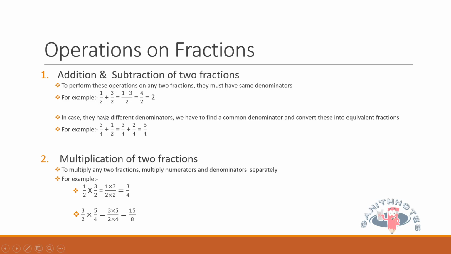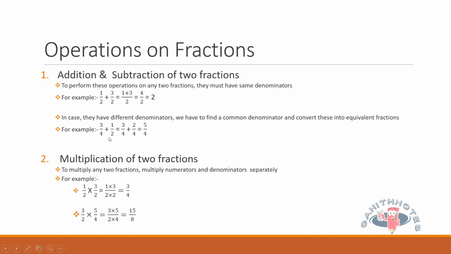In case the fractions which are required to be added or subtracted have different denominators, then you have to find a common denominator, and you also have to convert these fractions into equivalent fractions, by which you will get same denominator fractions. Those fractions can then be added or subtracted. For example, if you have 3 by 4 and 1 by 2, the first fraction has the denominator 4 and the second fraction has the denominator 2. So you cannot add or subtract these two fractions since the denominators are not the same. So you have to find an equivalent fraction so that the denominators are the same. So let's see 4 and 2.